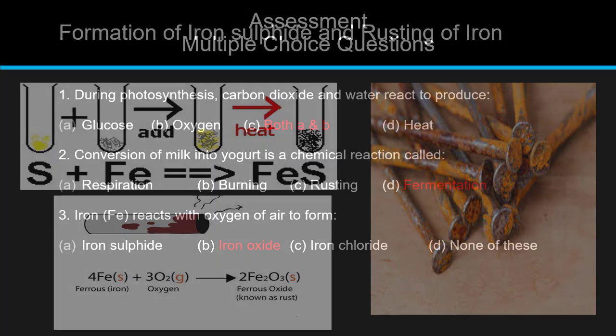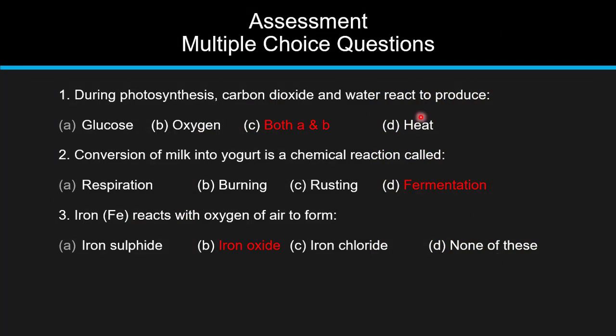Students, now we are going to do some multiple choice questions related to this topic. Number 1, during photosynthesis, carbon dioxide and water react to produce. The options are glucose, oxygen, both A and B, or heat. The correct answer is both A and B, which means glucose and oxygen.